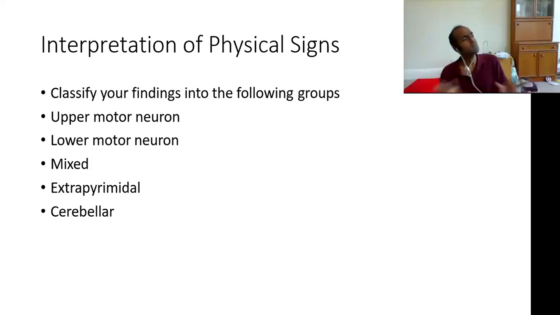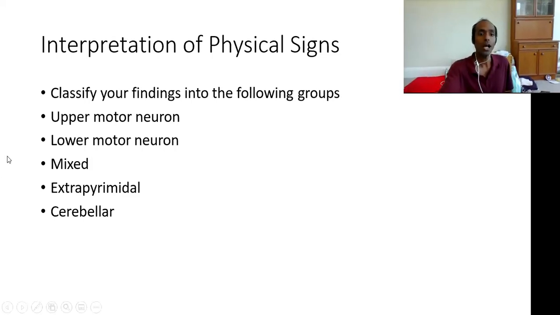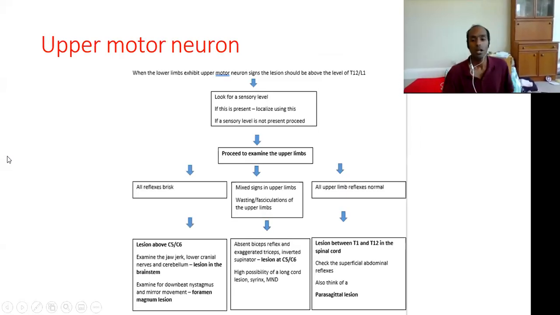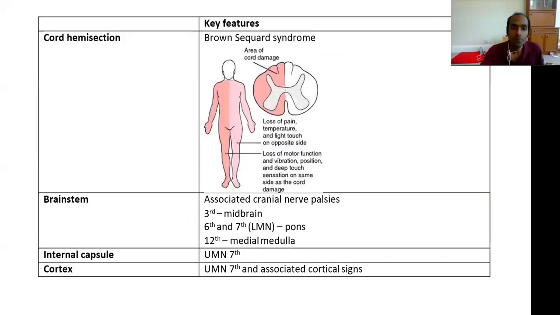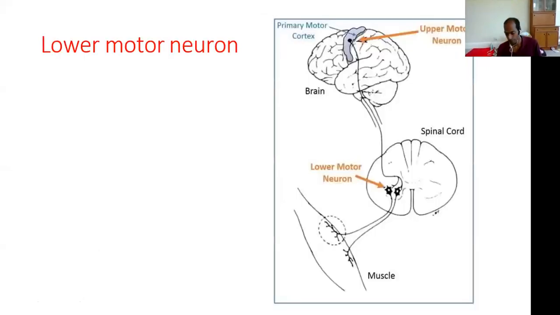So the first step is, when you finish your limb examination, try to package your physical signs into one of these 5 packages. I will again revise this, but very quickly. So you will just need to study this now and practice this. Right. Now, I will just skip this slide and go to this first.